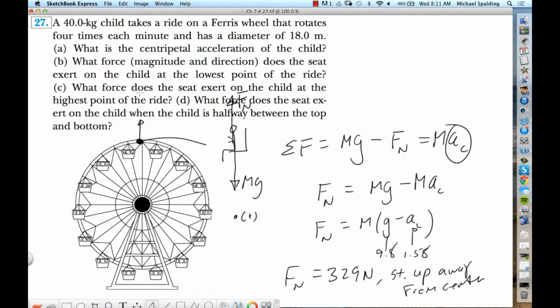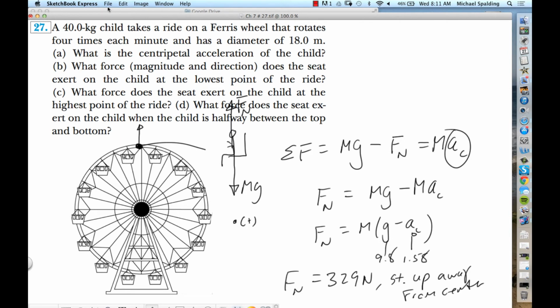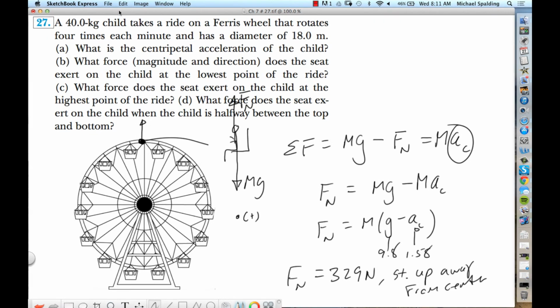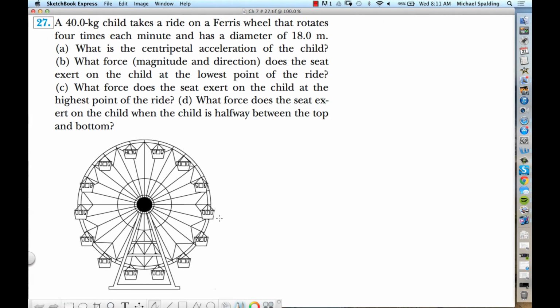All right, and the last question is the trickiest one. Okay, so now we're focusing, what force does the seat exert on the child when the child is halfway between the top and the bottom? It's like right here. So look, here's the seat. So we're doing this point right here. So there's the seat.